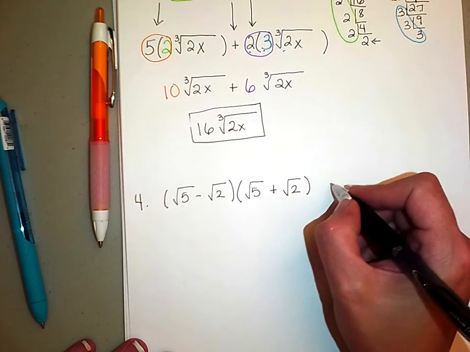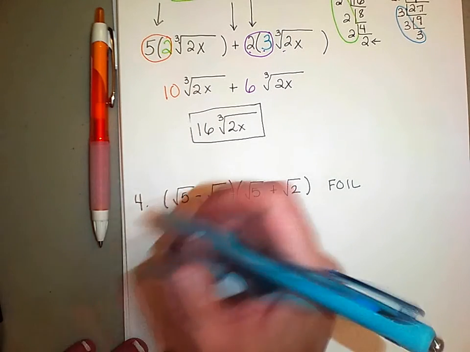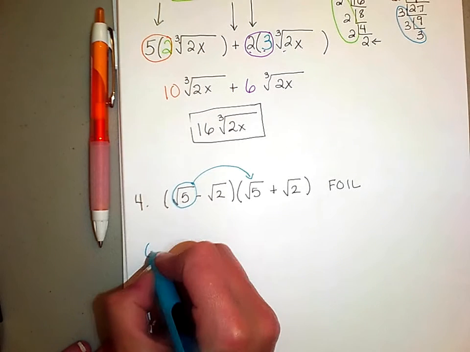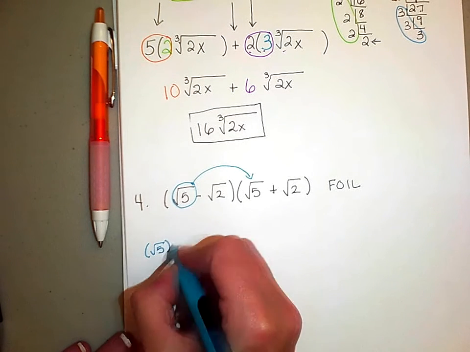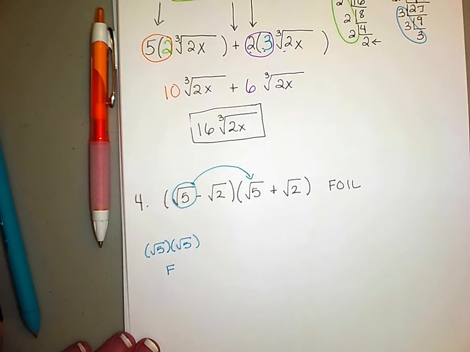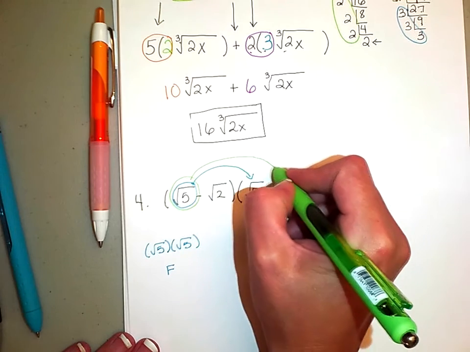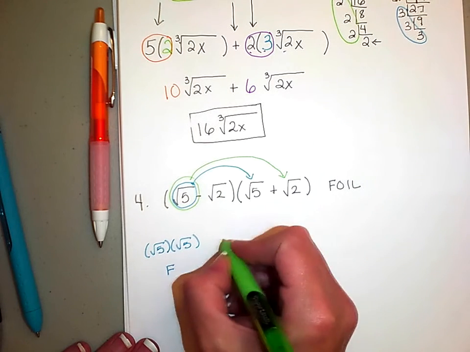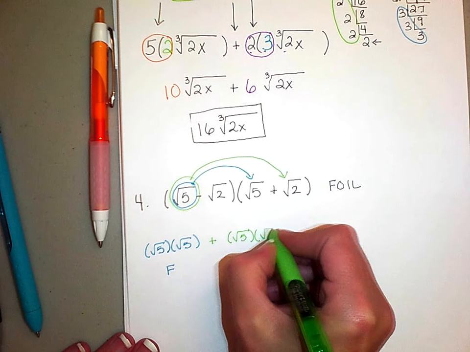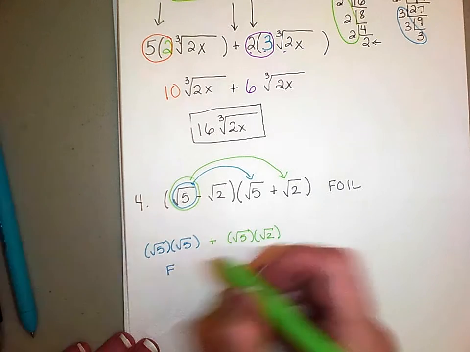Anytime we have to multiply, we can distribute. We'll also think about that as FOILing. So here we go. I'm going to take the square root of 5 times the square root of 5, because these are my first terms. Then, I'll take the square root of 5 times the square root of 2. So we'll add to it the square root of 5 times the square root of 2. These are the outer terms.